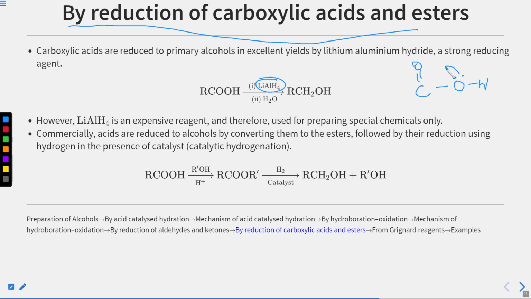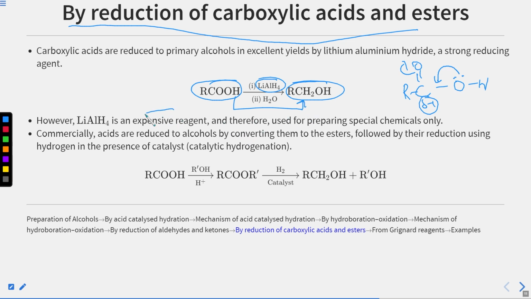Due to the donation of this lone pair from oxygen to carbon, you will get this kind of resonance, resulting in less polarity of this bond. So this delta positive decreases because of donation from this oxygen. Hence, we require a stronger reducing agent like LiAlH4 to reduce our carboxylic acid and get our alcohol. Here also you can see that this carboxylic acid is reduced to primary alcohol. Okay, this is clear.